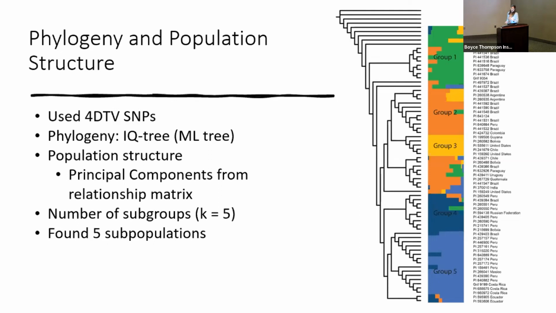So I also looked at the population structure. I did a principal component analysis on a relationship matrix. This relationship matrix compares every accession to every other accession and then gives them a value based on how related they are. Then doing the principal component analysis on that, I found there were 5 subgroups, which gave me these 5 subpopulations shown in different colors here. So this will come into play later when actually performing the GWAS.